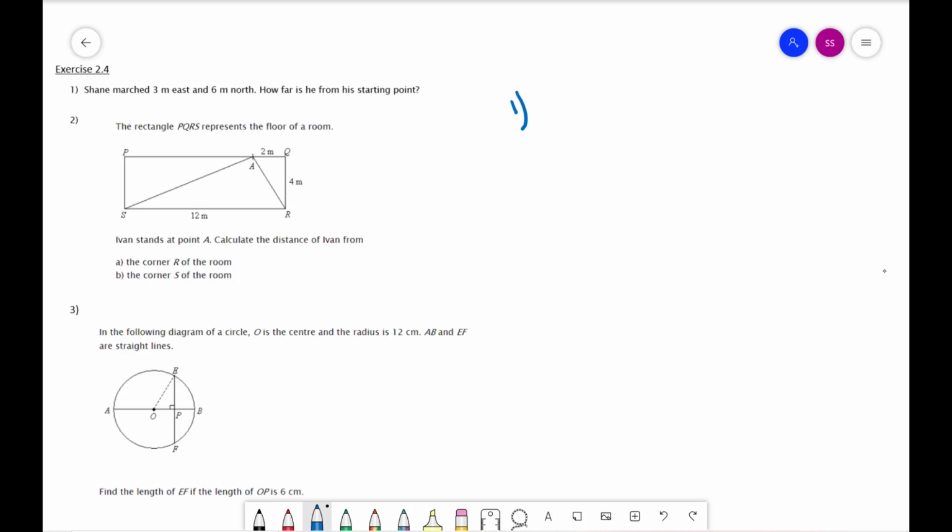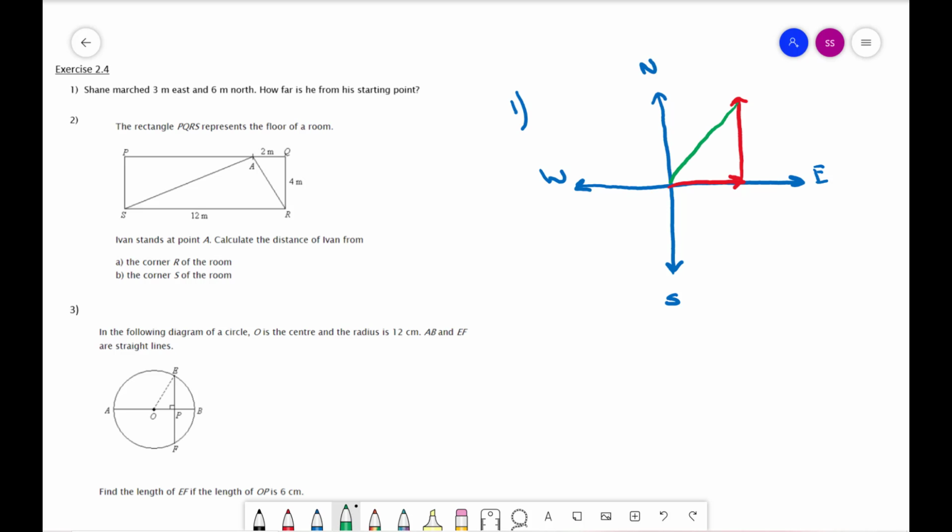Okay then, so for question 1, if we considered the 4 points of a compass, we've got north, south, east and west. So this one is saying that Shane marches 3 metres east and then 6 metres north. So it would look something like that in terms of if I put his march route on the compass. So now what we're basically looking for then is how far is he from the starting point, which is going to be that distance right there.